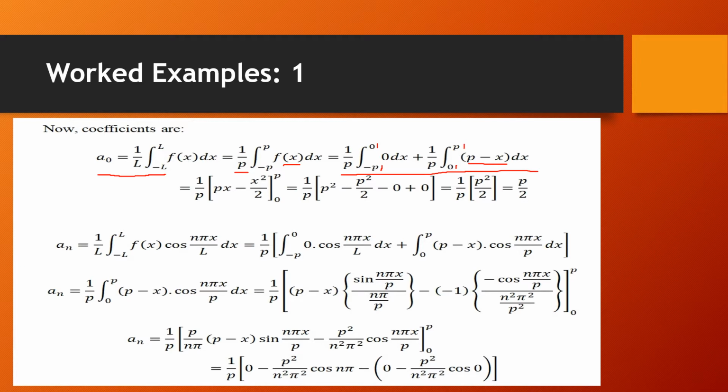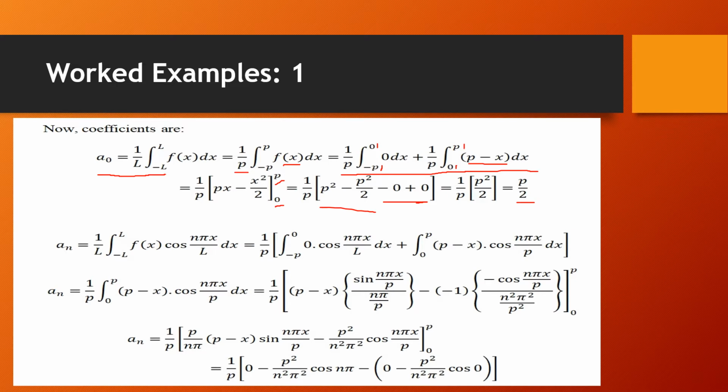So finally we integrate this value. Integration of p is p times x minus x square by 2. Substituting the lower limit and upper limit: substituting the upper limit, we get this value, and for the lower limit, we get 0. Now finally a naught will be equal to p by 2.